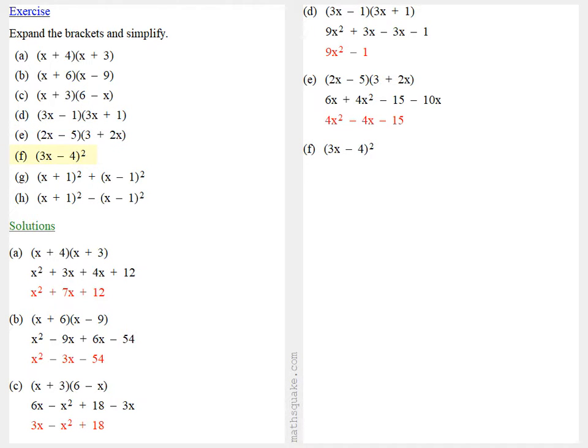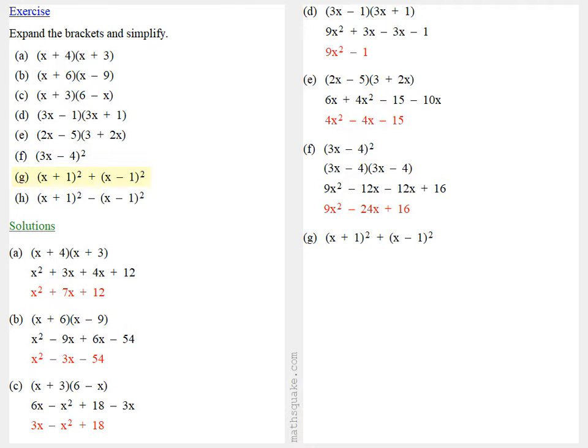In question F, we have 3x minus 4 all squared. Now we can write that as 3x minus 4 times 3x minus 4. So now the first pair is 3x times 3x, which is 9x squared. The outer pair is 3x times minus 4, which is minus 12x. The inner pair is minus 4 times 3x, which is also minus 12x. And the last pair is minus 4 times minus 4, which is plus 16. So that gives us a total of 9x squared minus 24x plus 16.